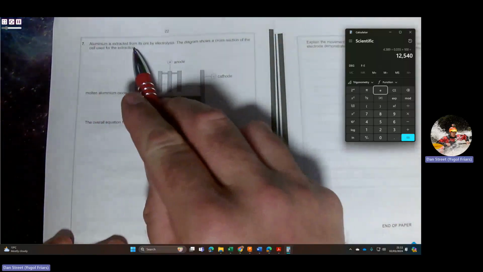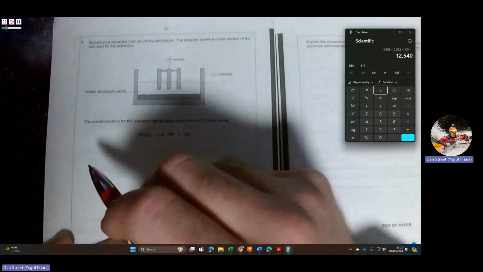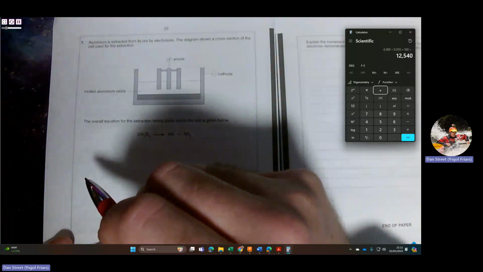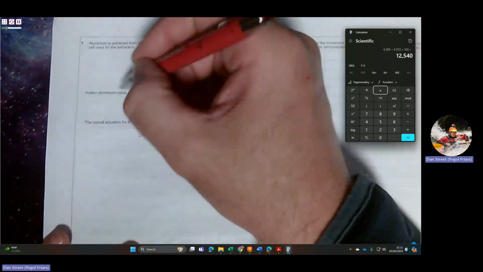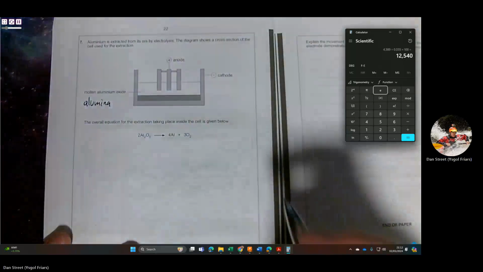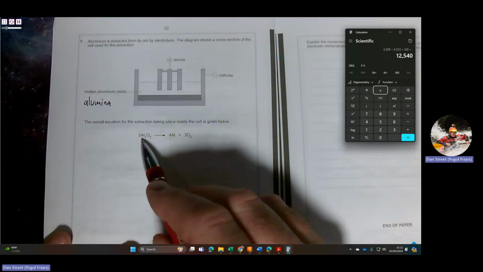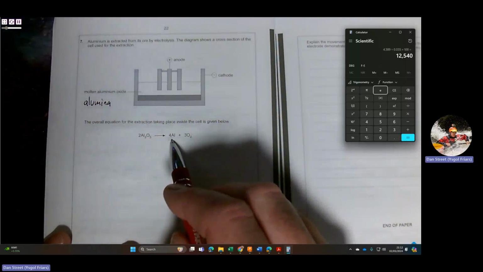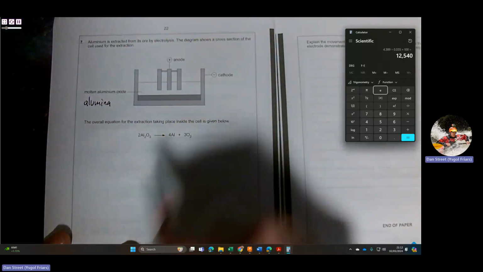Right, moving along. Okay, so the last question now. So this is from the metal section. This is the extraction of aluminium. So in the information here, we're told that aluminium is extracted from its ore by electrolysis. The diagram shows a cross-section of the cell used for extraction. So little things we could add is that molten aluminium oxide is also known as alumina. We are told down here that the formula for aluminium oxide is Al2O3, and we're told that the overall reaction is to make 4 aluminiums and 3 oxygen molecules. What we're not told is the ionic equations.